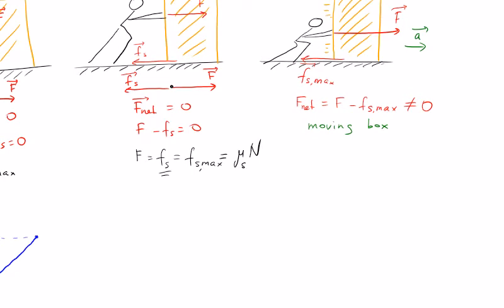And then in the third situation, when the box is already moving, we have a kinetic friction. Once an object is sliding, the force of friction changes to kinetic friction. I'll put a lowercase subscript k, meaning kinetic friction. The force acts in a direction opposite to the direction of the object's motion and has a magnitude that equals mu k times normal, where mu k is a different number, known as the coefficient of kinetic friction.